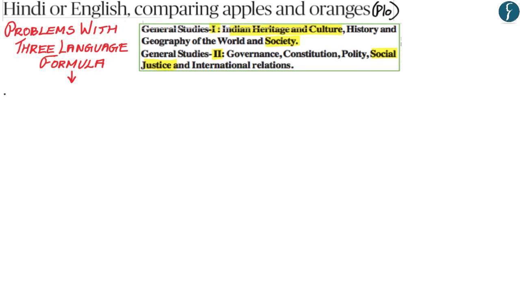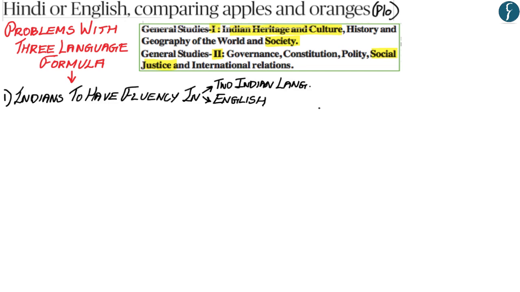Now the first problem with regards to the three-language formula which the author has highlighted is that one of the objectives of the three-language formula is that an Indian must have fluency in two Indian languages in addition to English. However, what the author is showing is that even the Hindi-speaking states have not implemented the three-language formula properly, whereby they are also not promoting the inclusion of non-Hindi languages within their states.